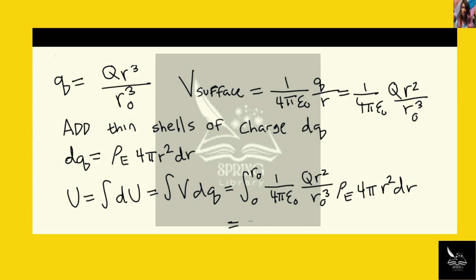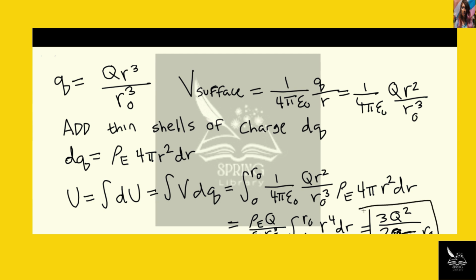We can evaluate this integral, which is not too difficult. We end up with rho e Q over epsilon naught r naught cubed, times the integral from 0 to r naught of r to the 4th dr, an easy integral in radius. We're left with 3Q squared over 20 epsilon naught r naught. And that's it. This is the total electrostatic energy of the sphere.